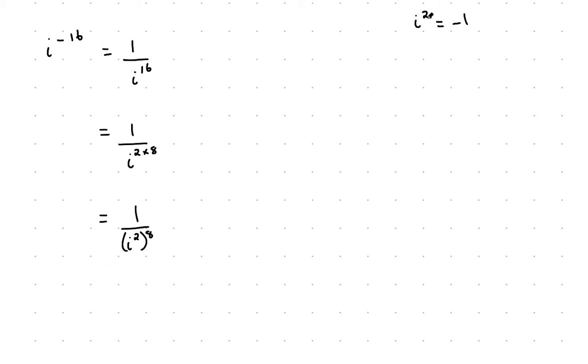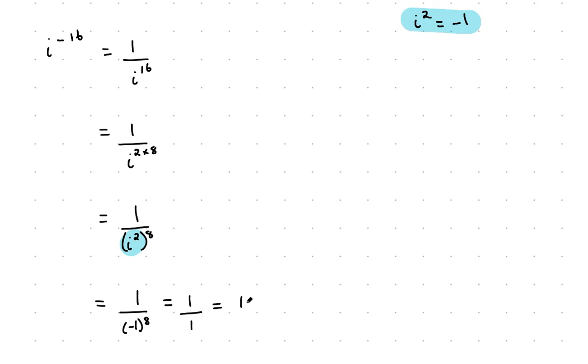And we know, again, that i squared is -1, so I'm going to replace my i squared here with -1. So I'm going to have 1 all over -1 to the power of 8, and remember, if that's an even number, then we can write it as a positive. So it's 1 all over 1, which is 1. Nice and easy. Okay, so just take your time with them.